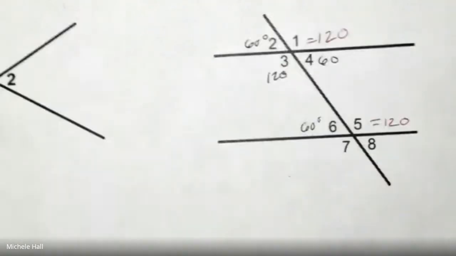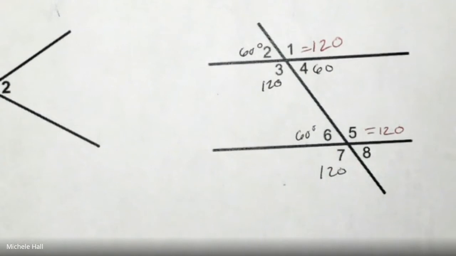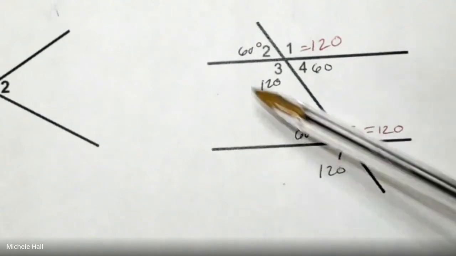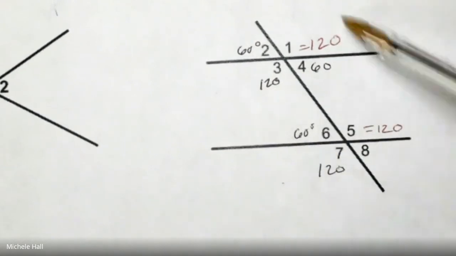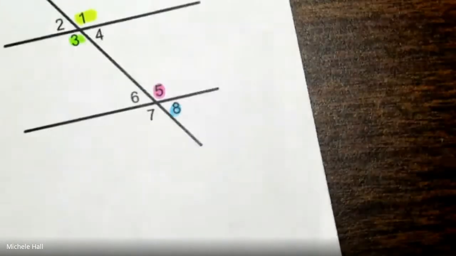Keep going. Very good. You can use corresponding. You could use alternating exterior. You could use vertical. Again, it's wide open on how you want to tell me. Okay, good. Last one is 60. We know that. All right.